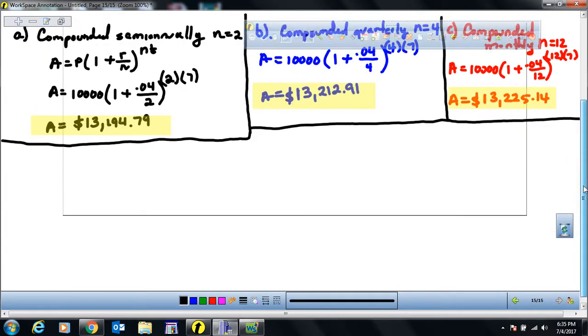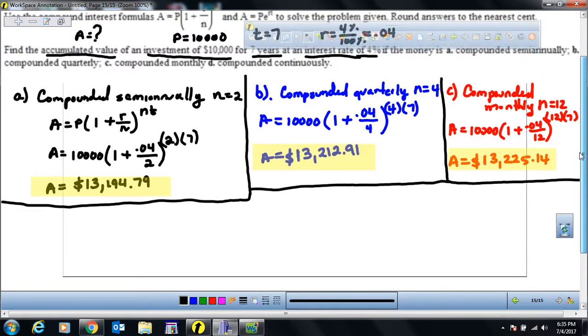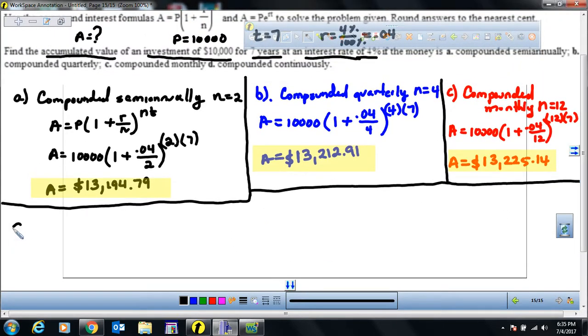Last but not least, I'm going to find out how much I'm going to accumulate if the interest is compounded continuously. This means that it is constantly adding interest all the time. So we're going to use a different formula for this. A equals the PERT formula, P times e raised to the r times t. That's the formula for continuous compounding.